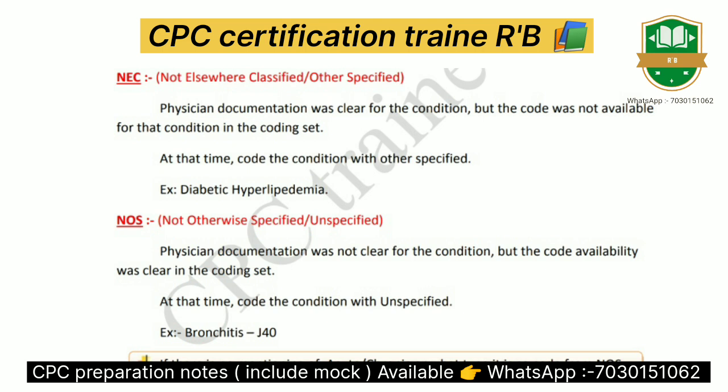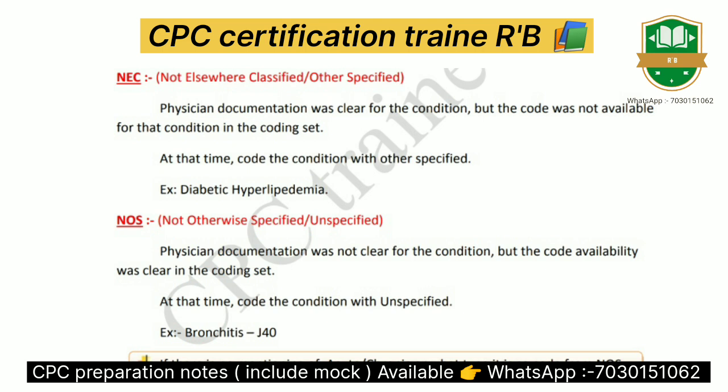Then NOS, not otherwise specified. The physician documentation was not clear for the condition, but the code available was clear in the coding set. At that time, you can go directly to the unspecified code, NOS. Example, bronchitis, J14.